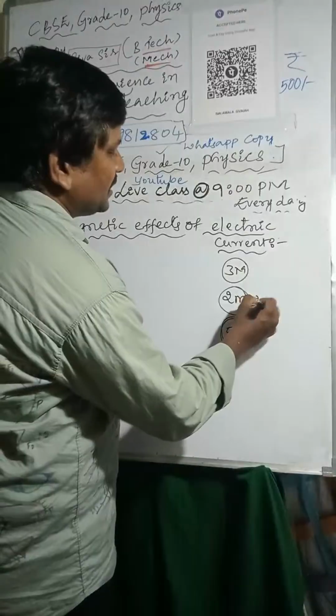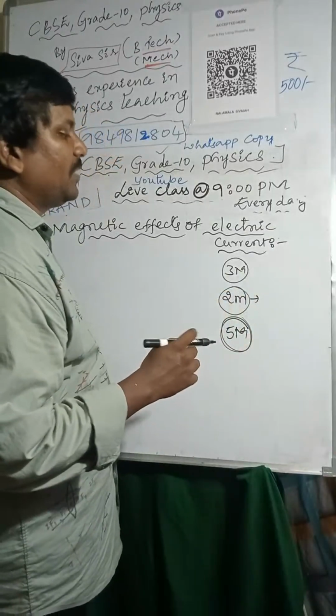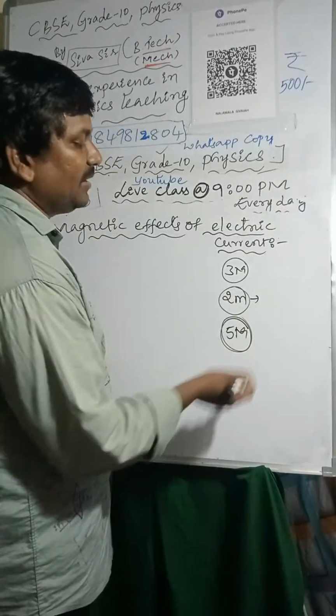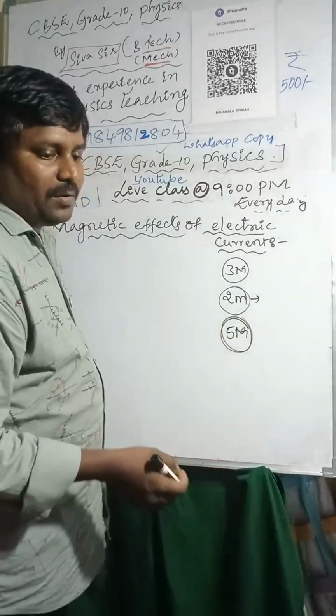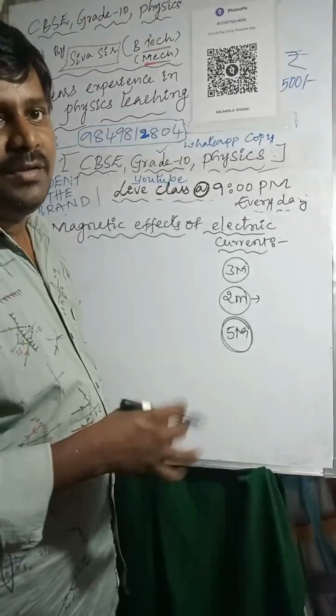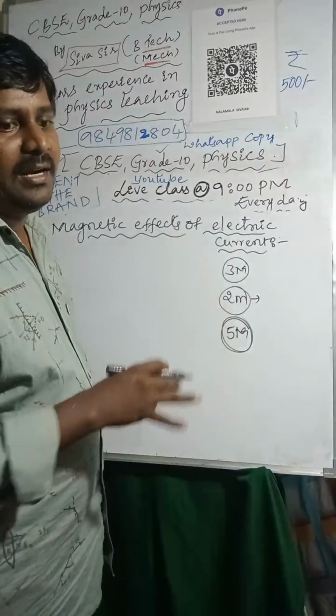A 2 marks question can be on Fleming's left hand rule and the right hand thumb rule. So the rules are very, very important in this chapter. I will explain this chapter in detail.